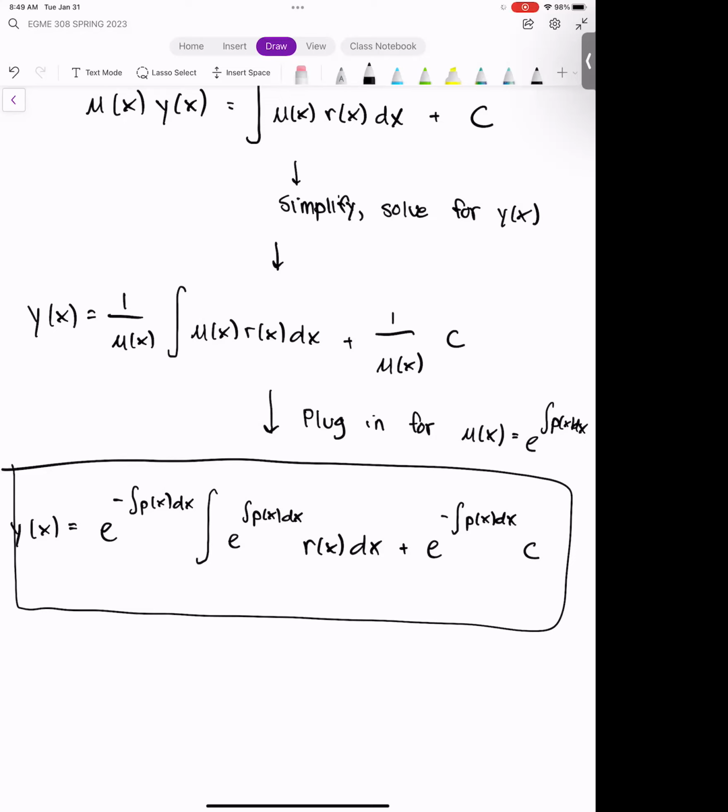Okay? But the reason I do this here is so that I can highlight some things about the solution that you're going to see quite often in a lot of physical problems that we're doing.